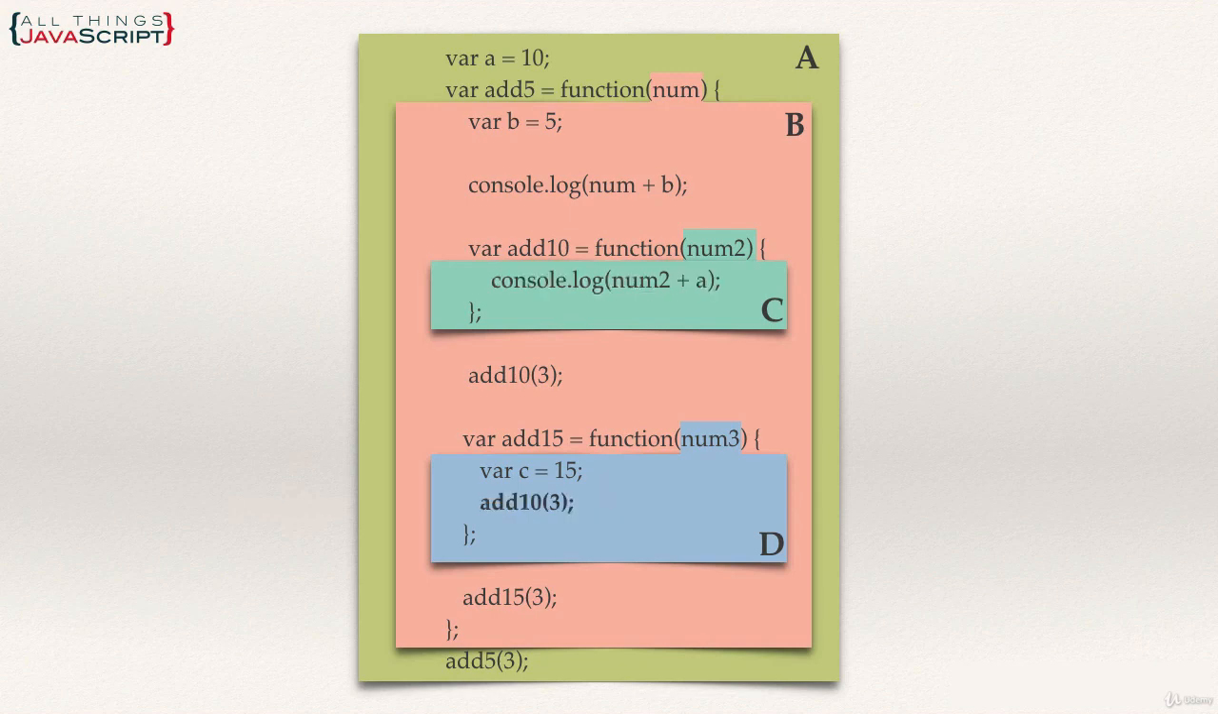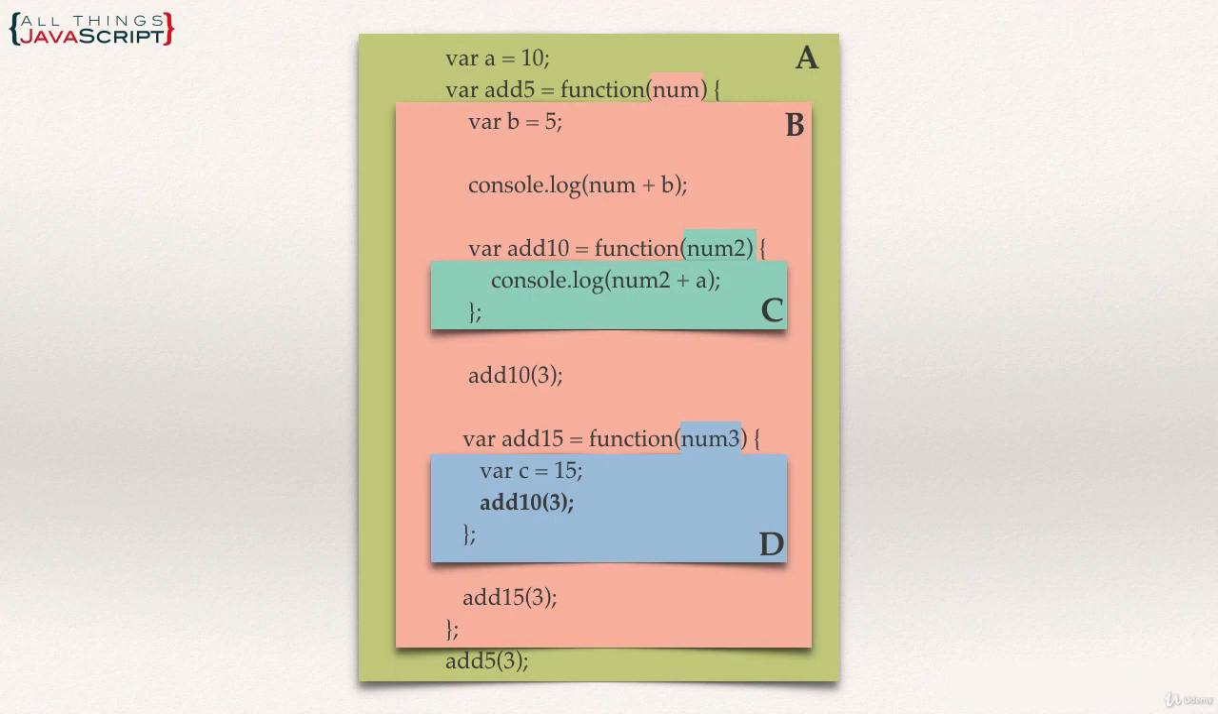All right, one more example with changed code. That line is changed back, so the variable A is being used. But down inside of function add 15, we change the console.log statement to simply call the function add 10 and pass in a number of 3. Will that work?